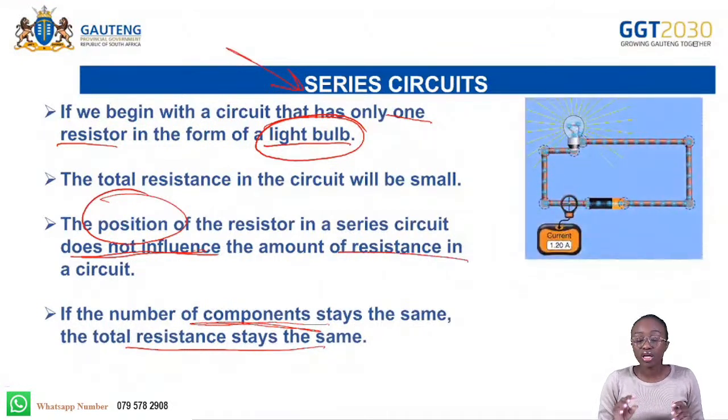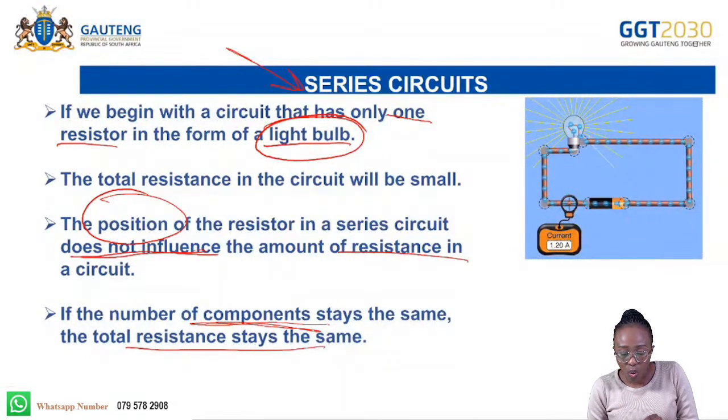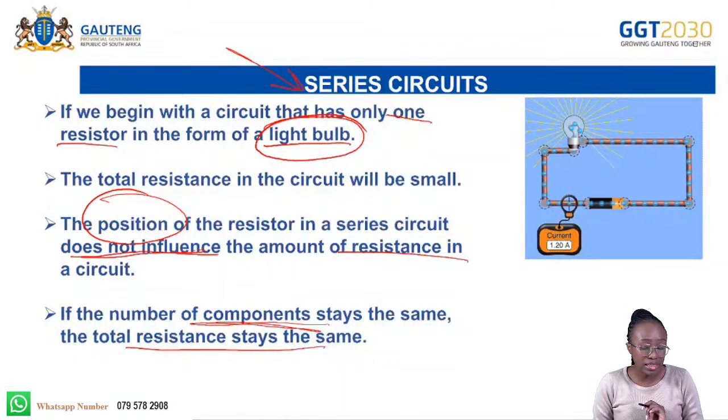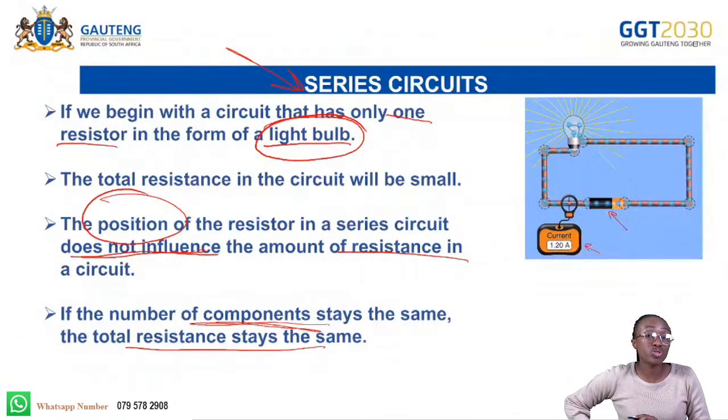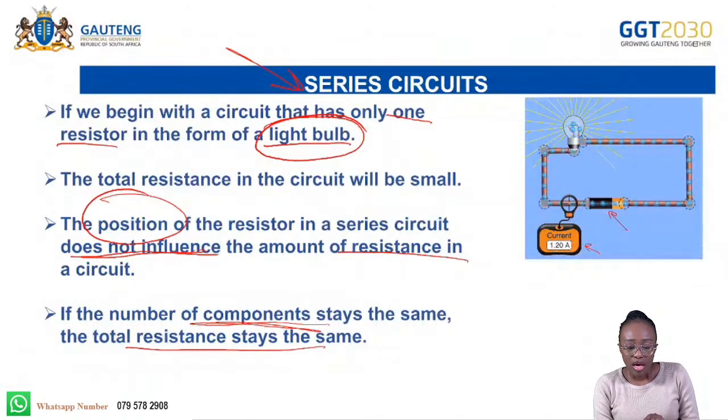And if there's only one resistor in that particular circuit, then we know that the total resistance is going to be small. So here we've got a circuit, and that circuit has one resistor. We've got other components: conducting wires, our energy source, a cell there, and an ammeter measuring our current. We've got a current of 1.20 amps. So this simple circuit has one resistor, which is one torch light bulb.